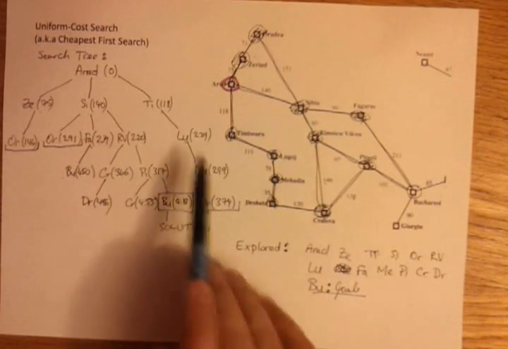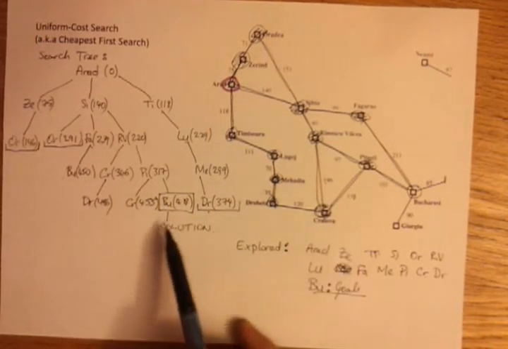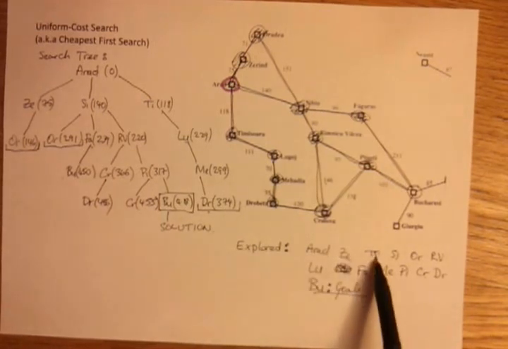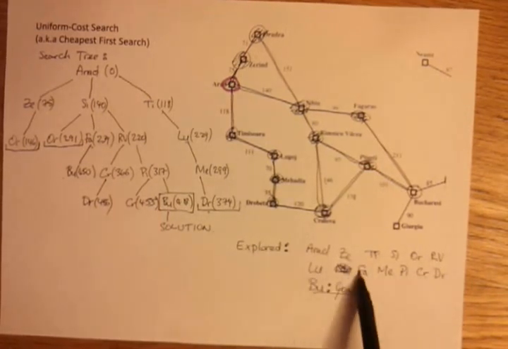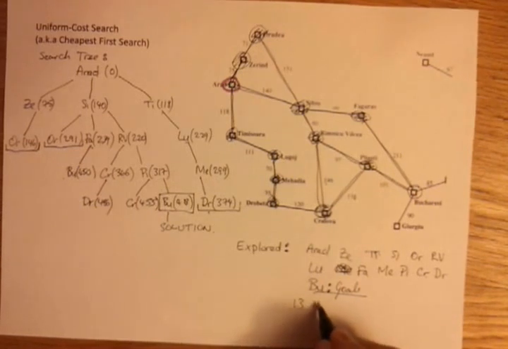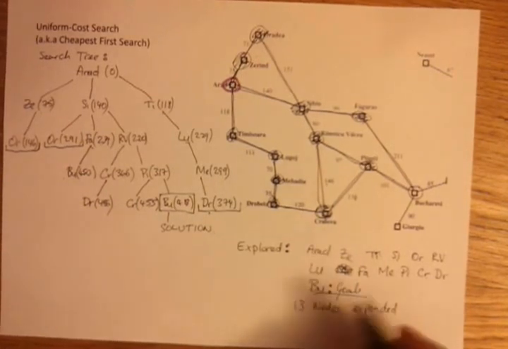If we need to know how many nodes in total we expanded in order to find our solution, we can check this list over here. And we see there are 1, 2, 3, 4, 5, 6, 8, 9, 10, 11, 12, 13 nodes, unless I forgot to miss any. So 13 nodes expanded, including our start and our goal in total.